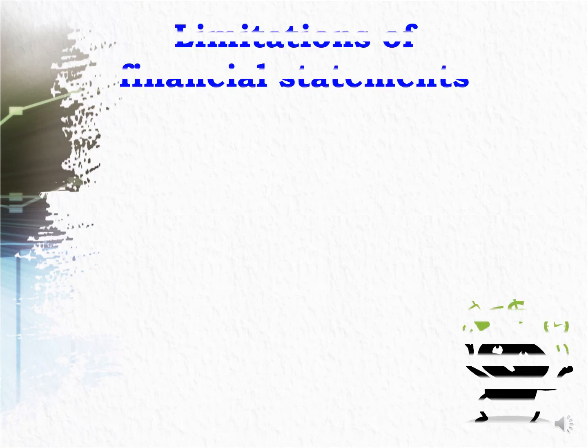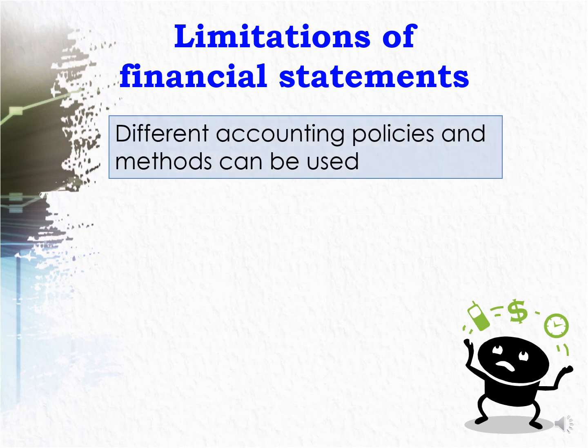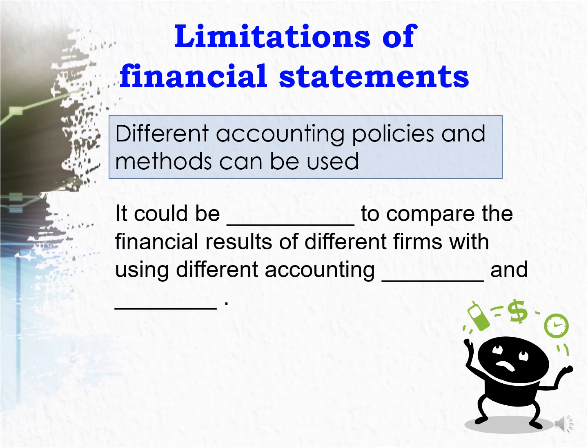It seems that the financial information is so powerful and useful to the business. However, there are still some limitations of the financial statement. For example, different accounting policies and methods can be used. It would be misleading to compare the financial results of different firms using different accounting policies and methods, because the accountants of different firms may choose different accounting policies and methods to record the transactions. So if we just compare their financial statements, it may be misleading to the user.